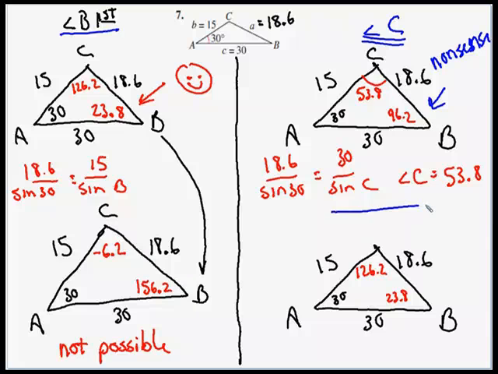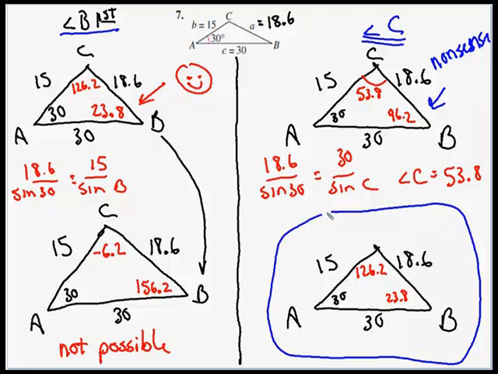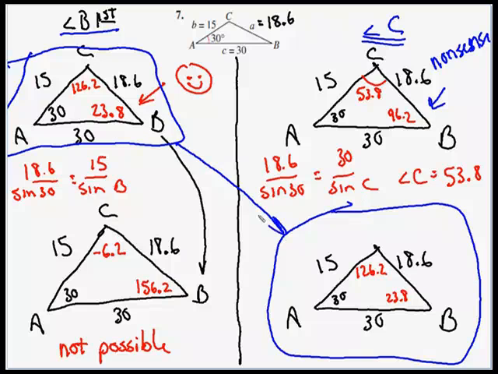And this triangle does seem to work, and it just so happens to turn out to be the same triangle. Angle C is 126.2, angle B is 23.8, and the sides are all matching up. So no matter which route you took, angle B first or angle C first, you will get the right triangle, and you're going to get some other nonsense triangle, either one that is completely impossible or one that is geometrically impossible.